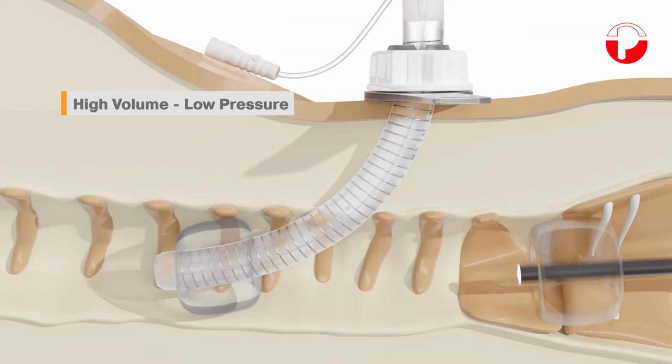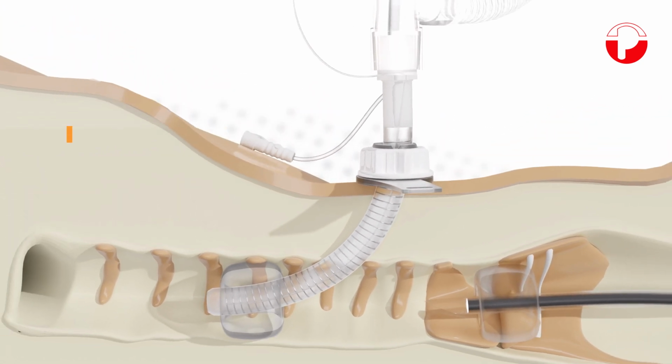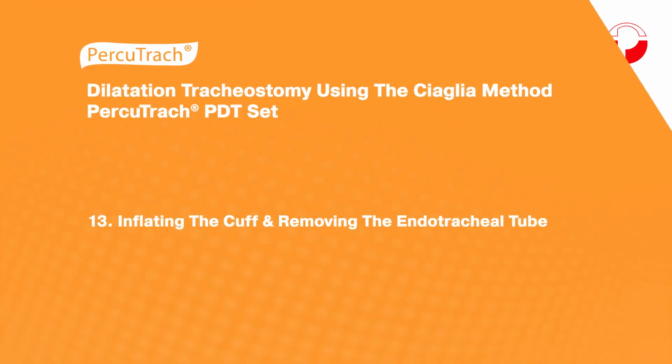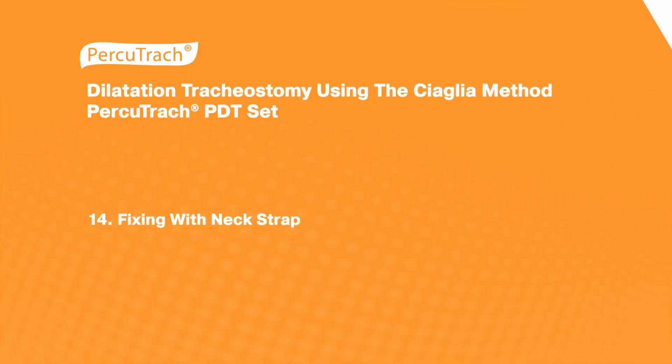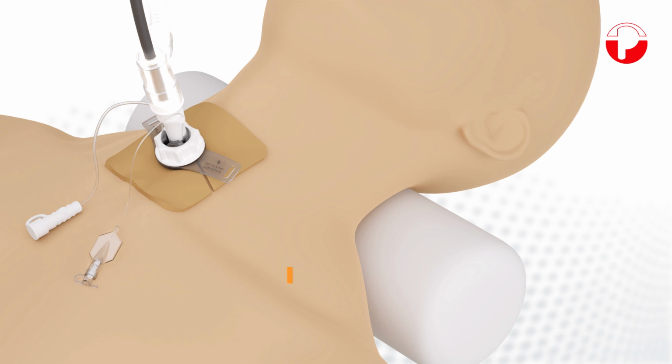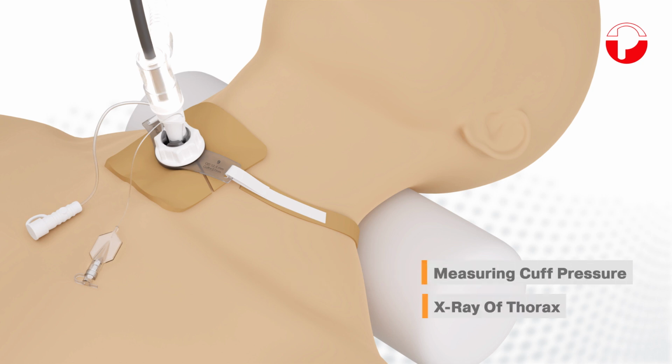Before the endotracheal tube is finally removed, the trachea and position of the cuff should be rechecked via the tube by using the bronchoscope. If the tracheostomy tube is positioned correctly, a tracheal compress should be used and a neck strap applied for fastening. It is a good idea to check the cuff pressure with a cuff pressure gauge and to take an X-ray of the thorax.